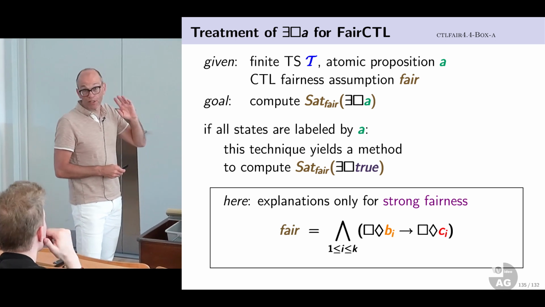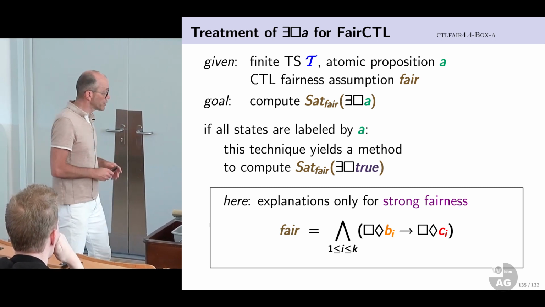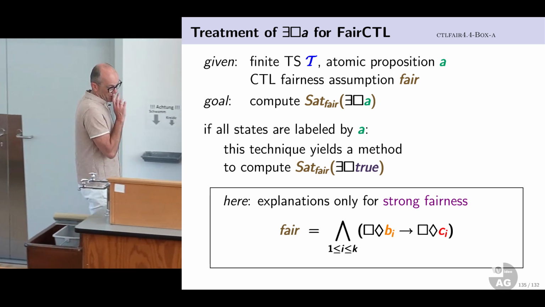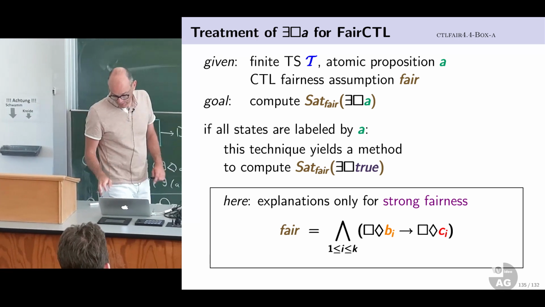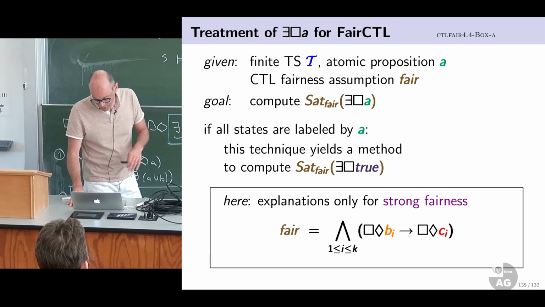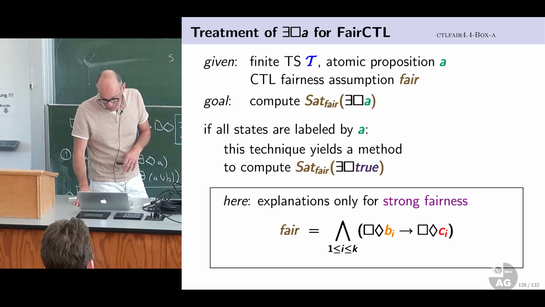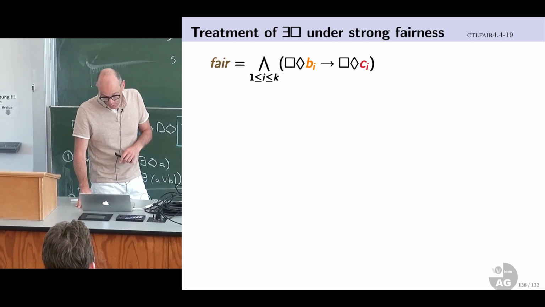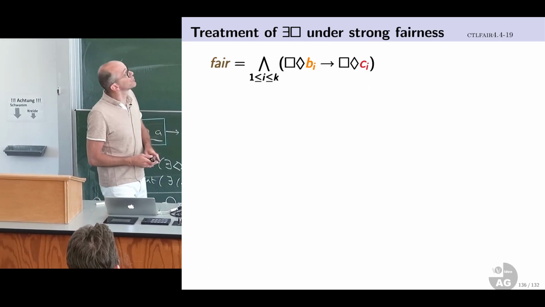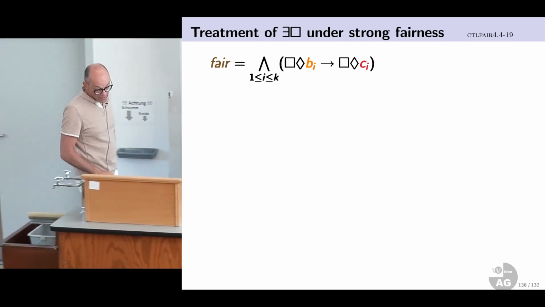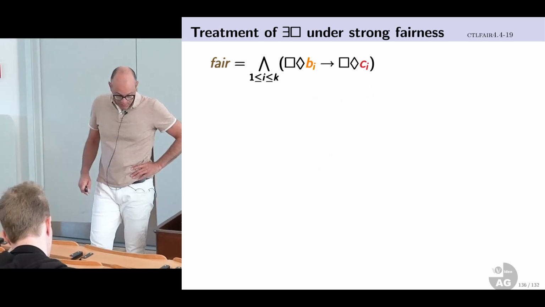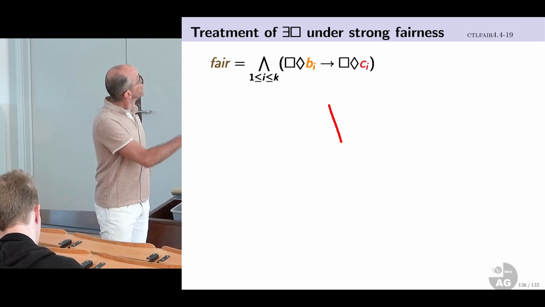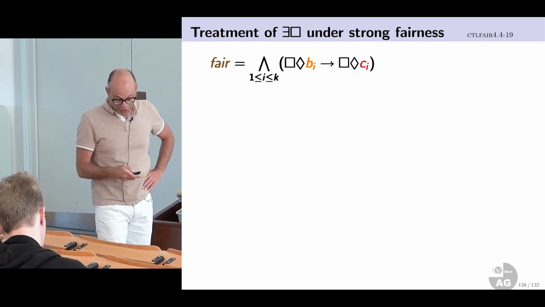So I'm going to explain this for strong fairness. The explanation for weak fairness is an adaptation of it, but a relatively straightforward generalization. Good, so assume that the fairness assumption is a conjunction of k strong fairness formulas, infinitely often b_i, infinitely often c_i.